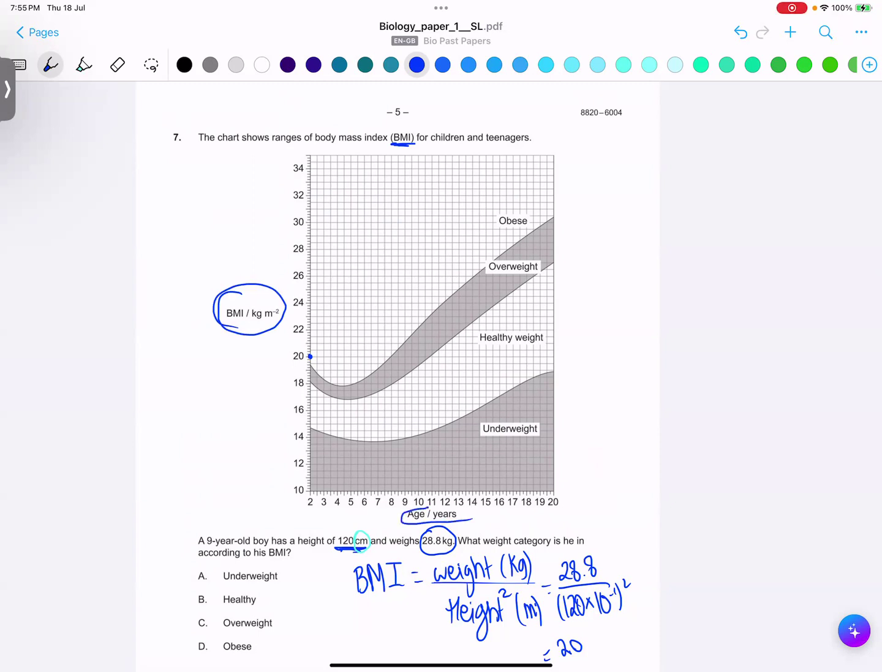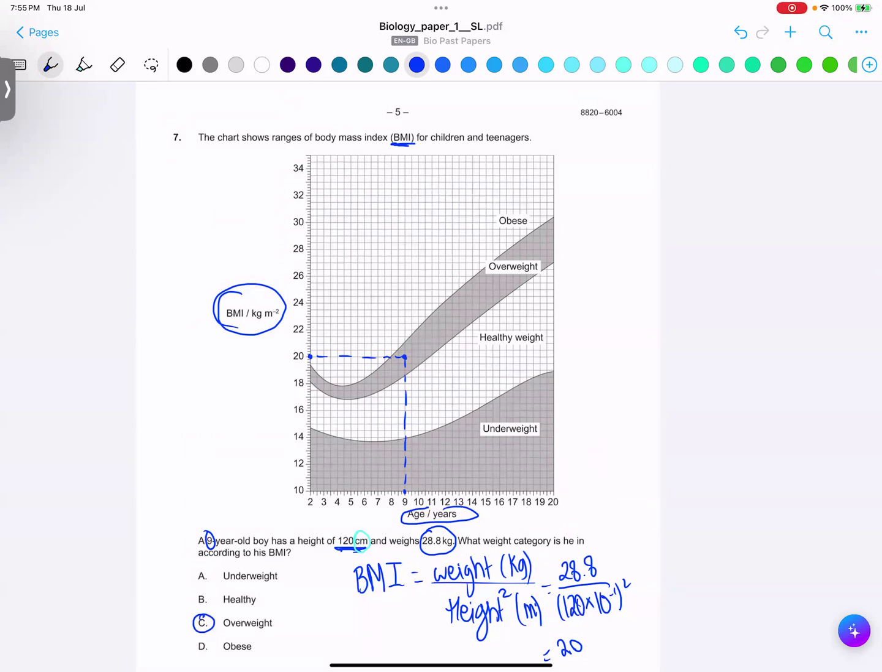And here we have age in years. So we know that the age of the boy is 9. So here we put 9, and then we just keep on going until we meet the 2 points. Okay, so this is basically it. They meet at this point eventually. This point is in the category of overweight. So the answer is C, the boy is overweight.